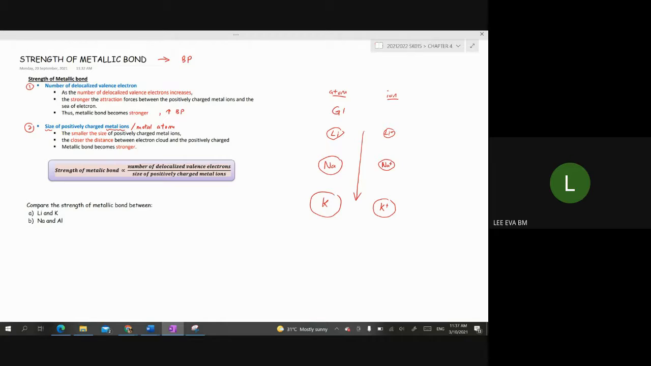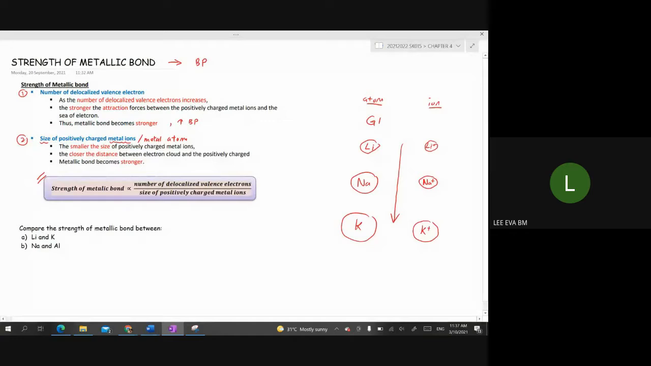So in short, we can summarize it into a formula like this. The strength of metallic bond is directly proportional to the number of valence electrons, and the strength of metallic bond is inversely proportional to the size. So in short, the higher the number of valence electrons, the stronger your metallic bond. Or the smaller the metal ion size, the stronger your metallic bond. You can use this simple formula. But our priority is to look at valence electrons first. The number of valence electrons first. If they have the same valence electrons, only then we look at the size.